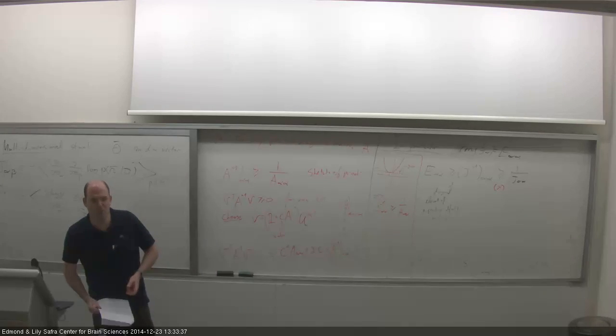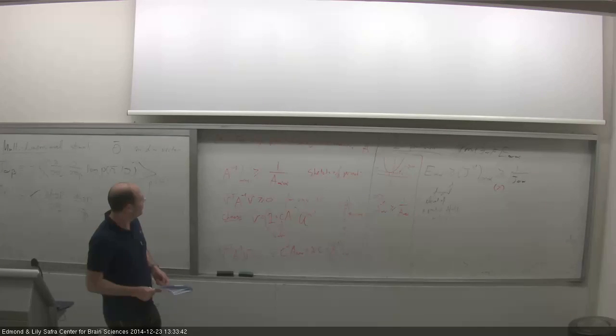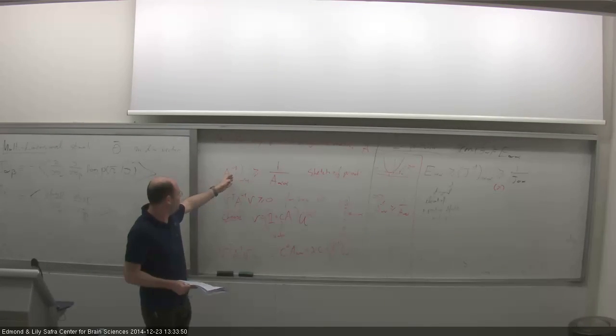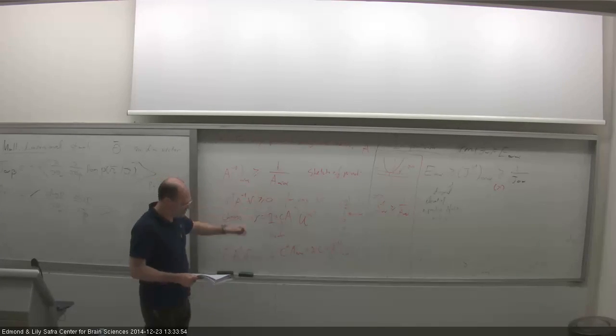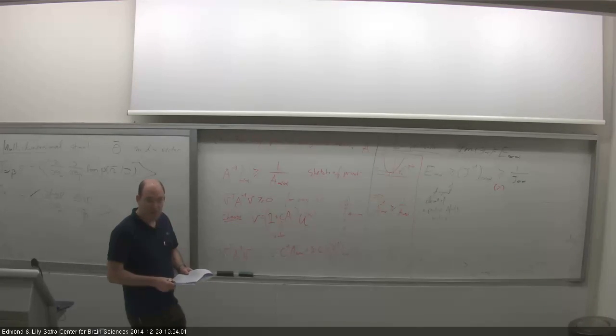Okay, this was just a very mathematical interlude, but I think it's actually amusing to see how you prove this property. And it's general. It doesn't have anything to do in particular with Fisher information. It's true for any positive definite matrix. Okay. Now let's get back to neural coding.